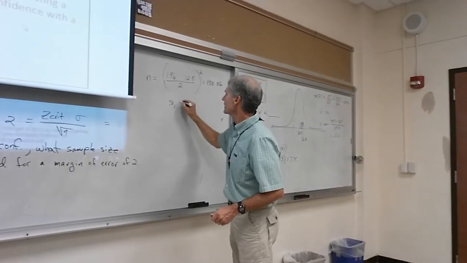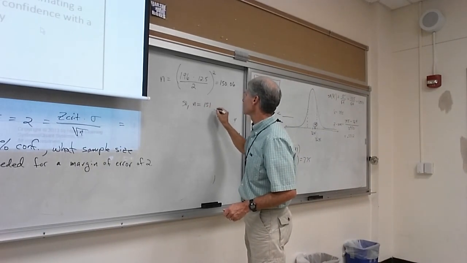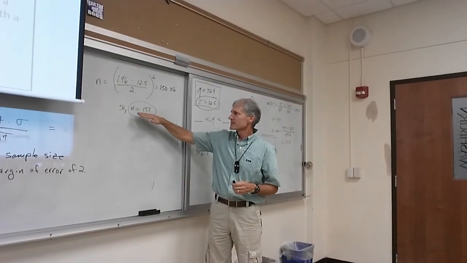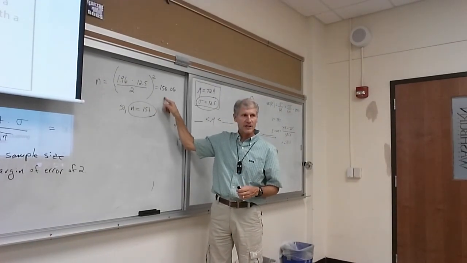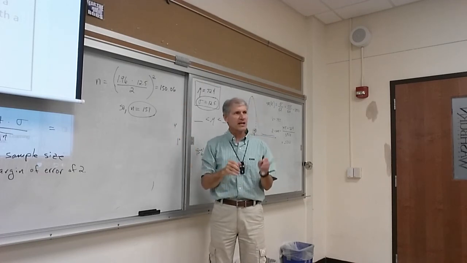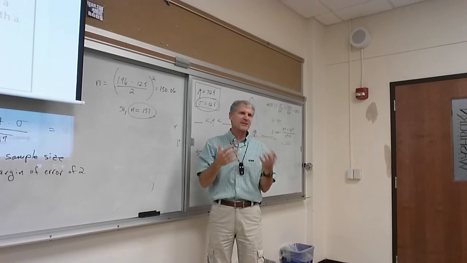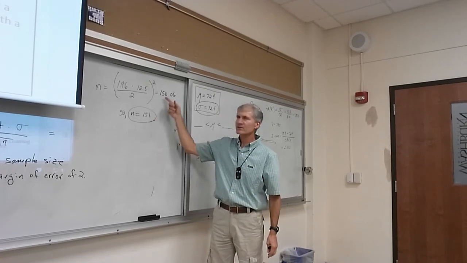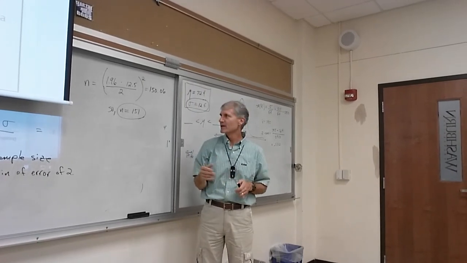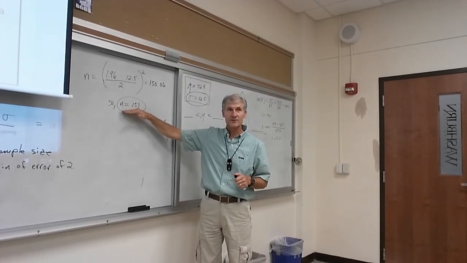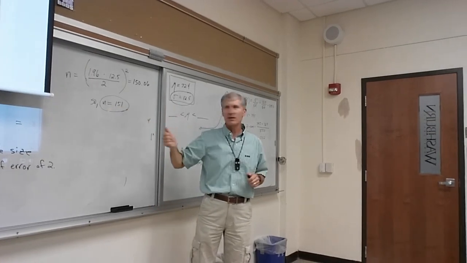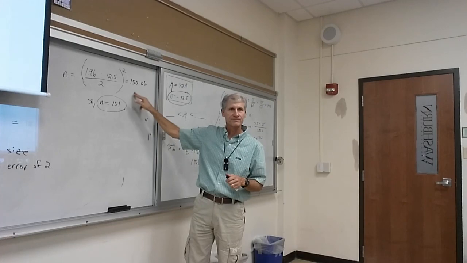So N equals 151. This particular author insists that you round up to the next whole number, even when it's barely above. Some books say round to the nearest whole number. It really doesn't make a whole lot of difference. 151 versus 150, that's not going to affect your margin of error much, right? But we'll stick with what the author says, because this is what they'll expect on your homework. Round to the next whole number bigger, even if it's barely above.